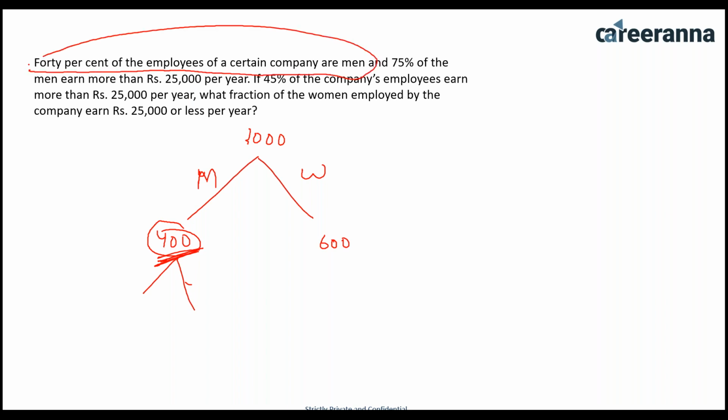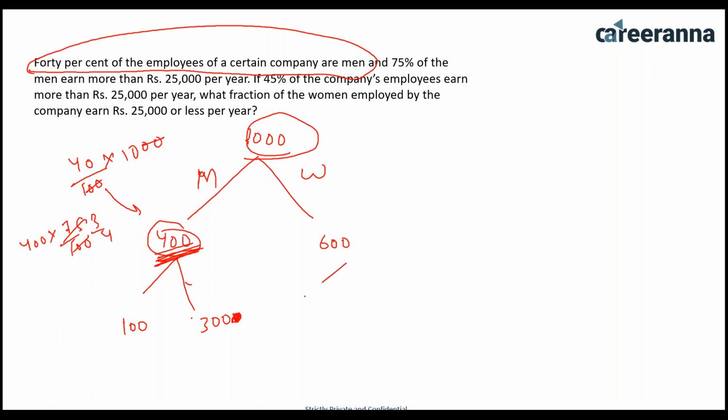Sanket, what is this? 40% of the employees, 40% of this number is 400. I think you understand it. 40 multiplied, this I can do. It is 400. Okay, so now 75% of this value earns more than 25,000. So it is 75% of this number. I can do it for you. We solve it.